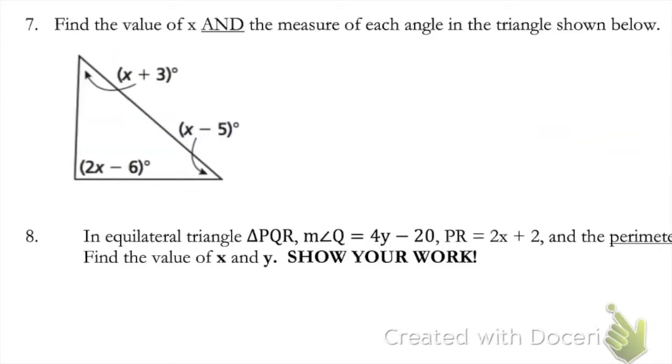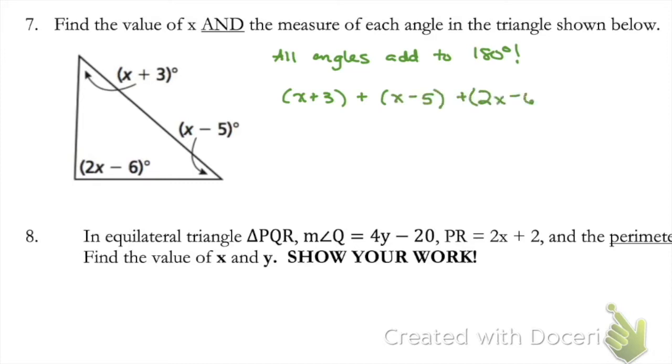Here in number 7, we are asked to find the value of x and the measure of each of the angles in the triangle below. We know that the measure of all angles in a triangle must add up to 180 degrees. Since we have expressions for each of these angles, we can add them together and set them equal to 180 degrees. So in this case, we have x plus 3 plus x minus 5 plus 2x minus 6, and then we can set that equal to 180.